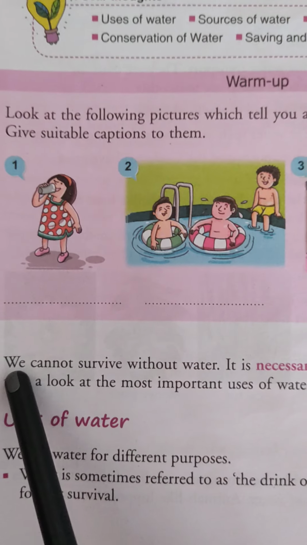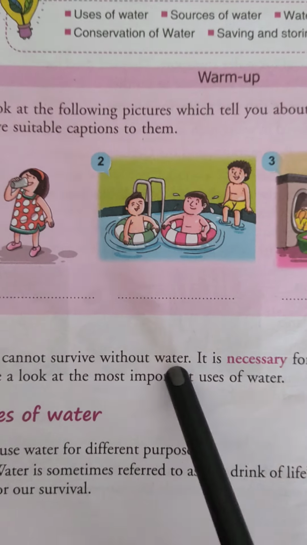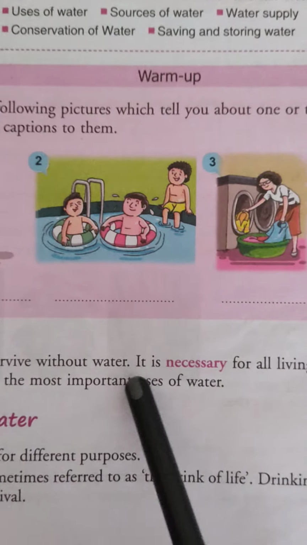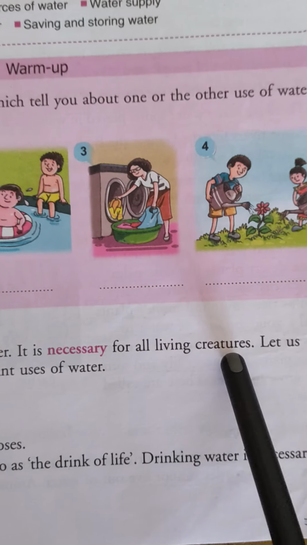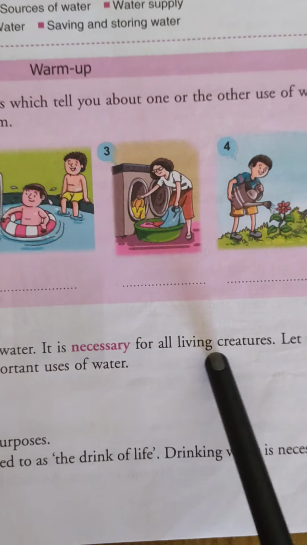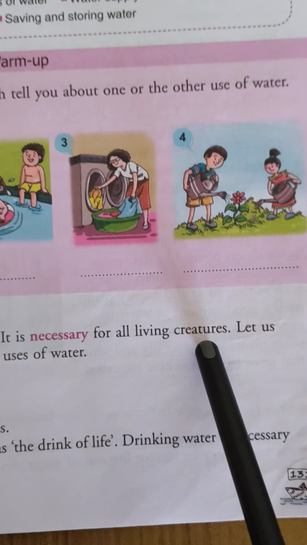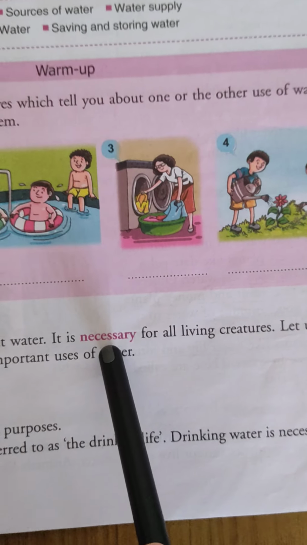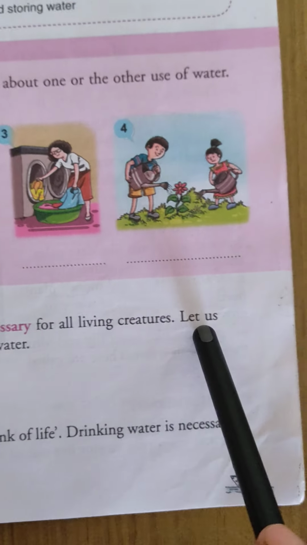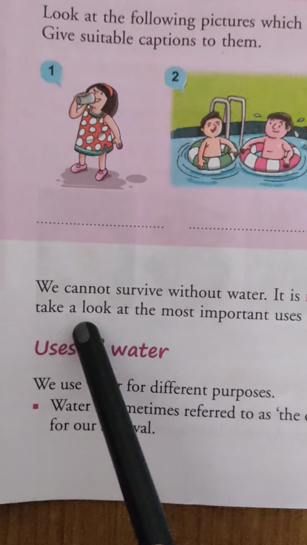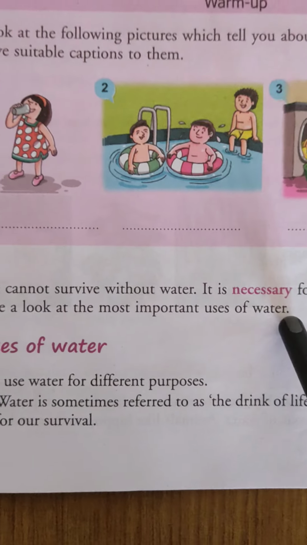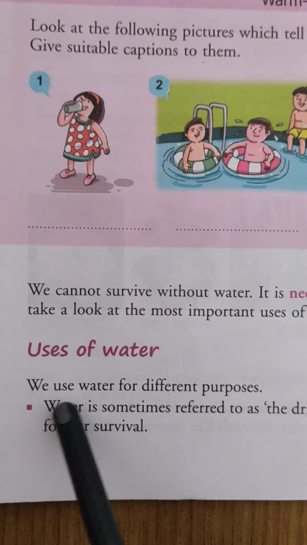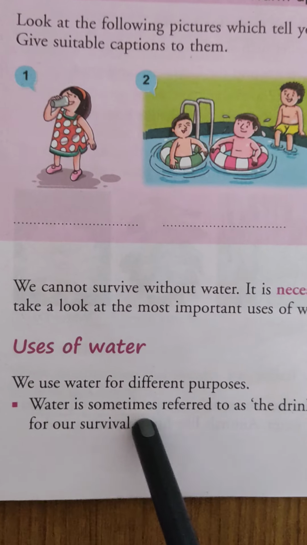Here see written, we cannot survive without water, means we cannot live so long without water. It is necessary for all living creatures, very much important for all living organisms, or you can say all living beings need water. Let us take a look at the most important uses of water. Some important uses of water are given. What are these? We will know from this.